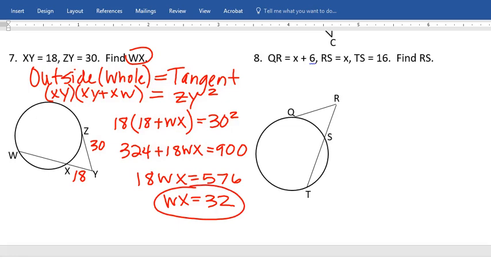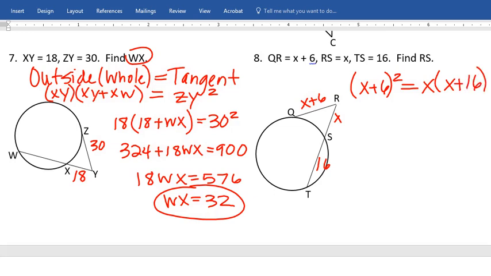Okay, so number 8, a lot of people miss number 8, predominantly because they don't know how to square a binomial. So I'm not going to do our letters again. I'm just going to show you all this. So this is x plus 6 up here. Our s is x and ts is 16. So we're going to set this up by squaring x plus 6. And then we're going to set that equal to x times x plus 16.